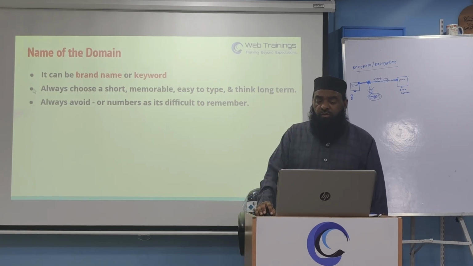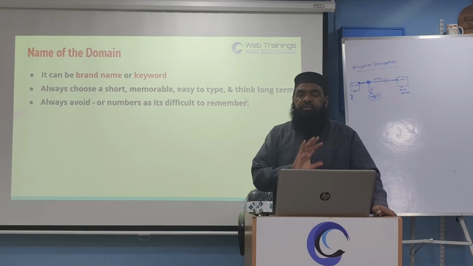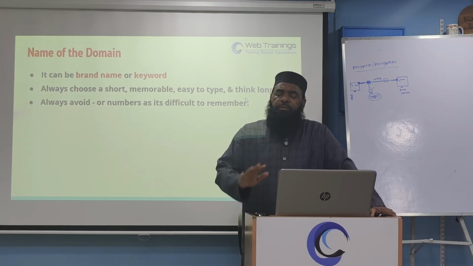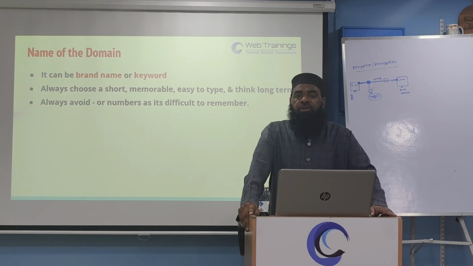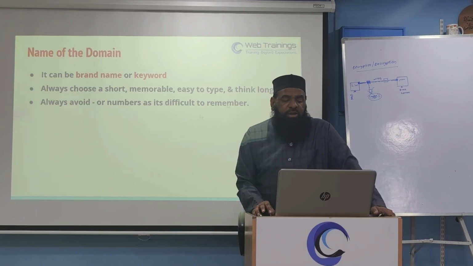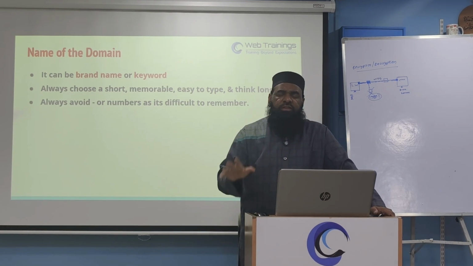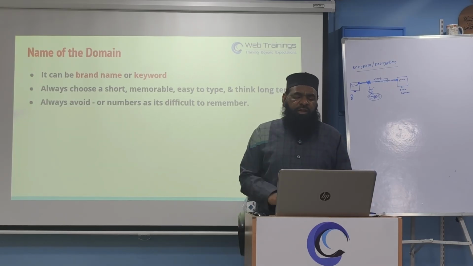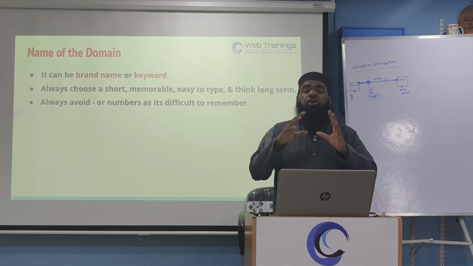And also, whenever we are taking a name, always choose a short, memorable, easy to type name, and think long term, which means the name should be short and easy to remember. People should be able to remember it. But the very important thing is it should be long term. Don't take a domain name just for a short term goal. We don't know after 10 years what you want to do with the domain name. So always think long term before you buy the domain name, and also always avoid hyphens or numbers as they are difficult to remember. So don't take a domain like digital-course-marketing. We should not be taking such a domain. It's not going to be very effective at all. So these are some basic rules which you have to remember when we are actually buying your domain name.